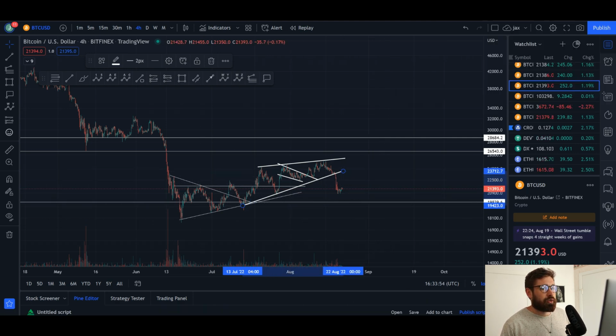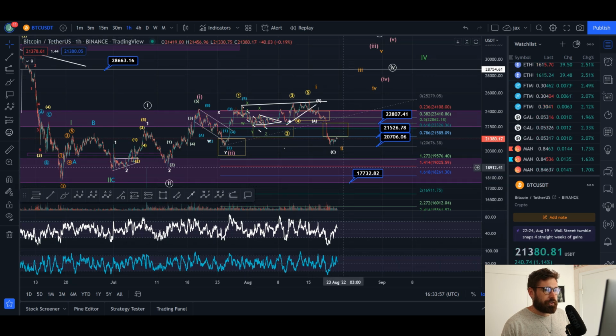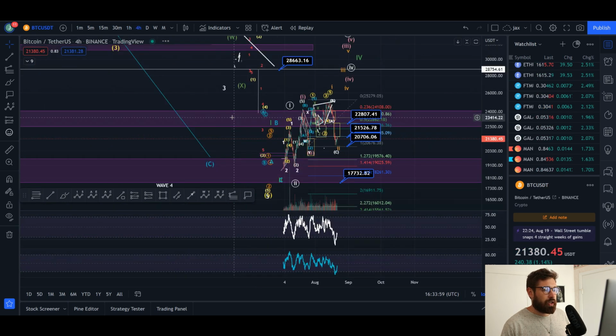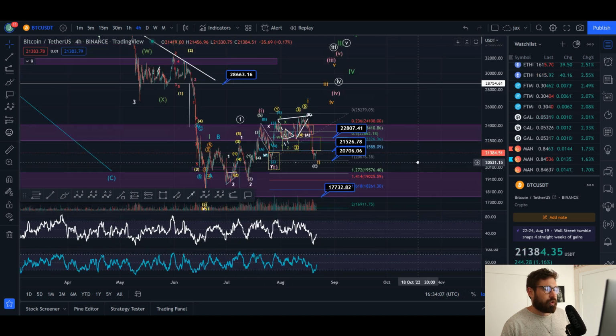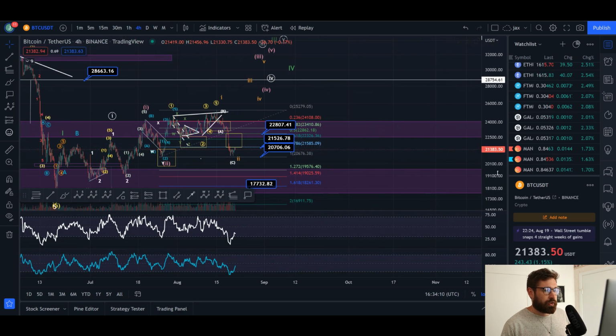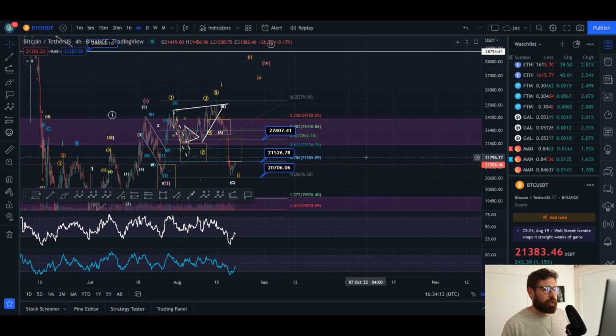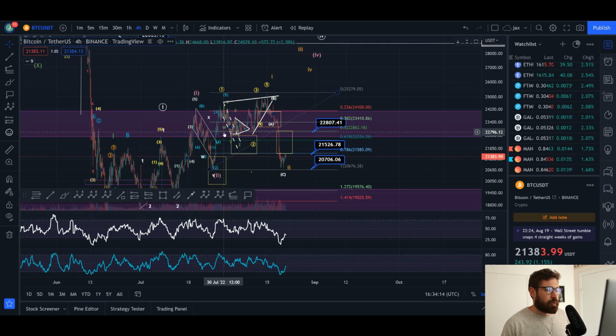We have come down to a strong level of support. If we look at our indicators here on, let's check the 4-hour time frame, we are quite oversold. We're starting to see a little bit of relief here. So if we do bounce, the level of resistance to watch is about 22.8K. That's a major level right here. The 0.5 coming in at 22.8.